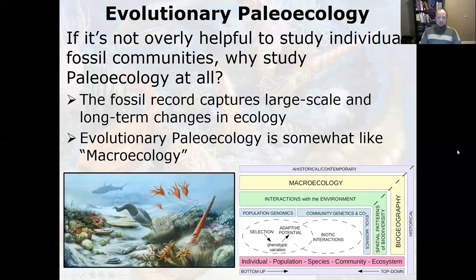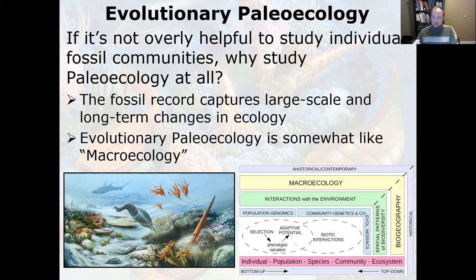All right, so evolutionary paleoecology. What are we talking about today? Last time we mentioned that it's very interesting and very cool to study a fossil community in depth, but with all the assumptions that go into that and all the difficulties, it sometimes isn't all that productive. But if we look at and analyze many of these communities over time, we start to see some of these large-scale, long-term changes. How are communities, and organisms' relationships with each other and with the environment, changing over time? What is the difference, basically?